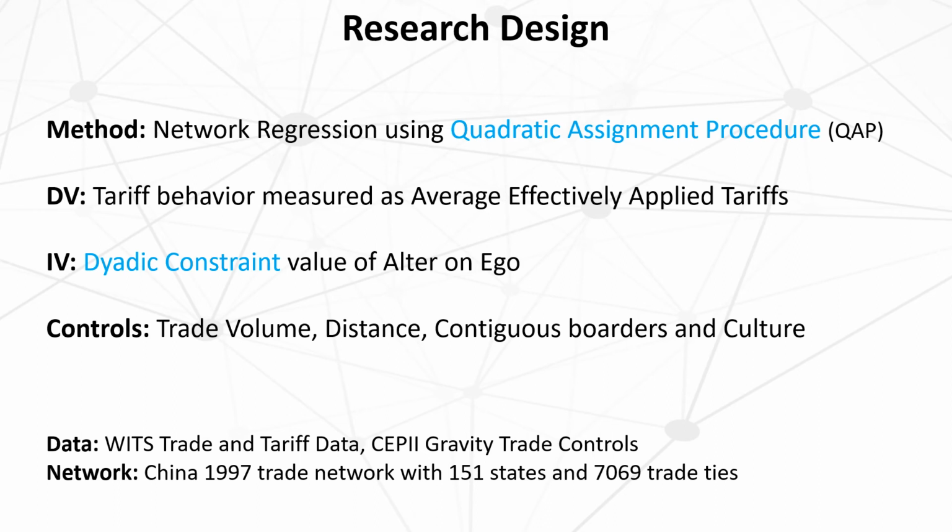My dependent variable is tariff behavior, measured as the average effectively applied tariffs. My explanatory variable is dyadic constraint of that alter on the ego, and then I have standard trade controls: the volume, the distance, a shared border, and cultural similarity. This network is very large. It's 151 states, so the better portion of the world, with 7,069 trade ties between those nodes.